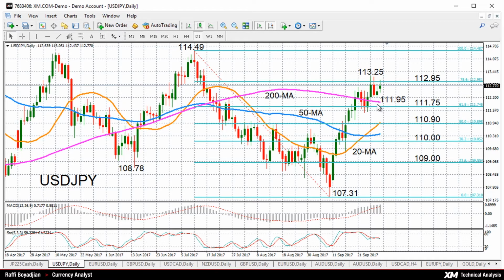To the downside, support should come from the 200-day moving average at just below the 112 level, and below that we have the 61.8% Fibonacci at 111.75 and the 110.90 at the 50% Fibonacci level, followed by the 110 and 109 handles.